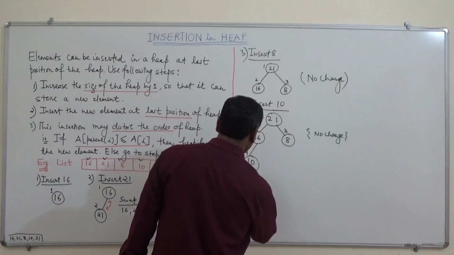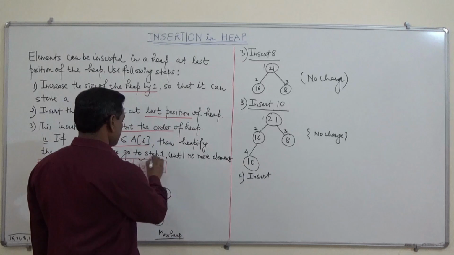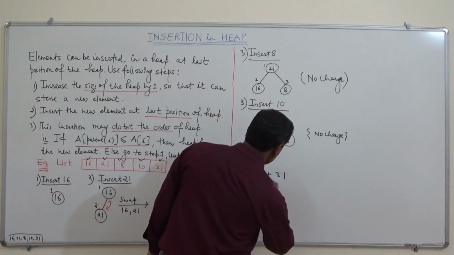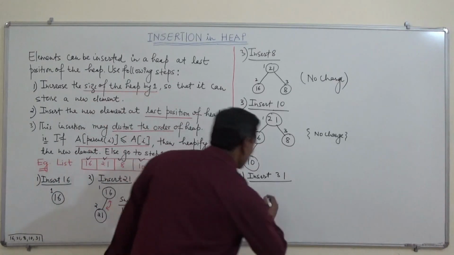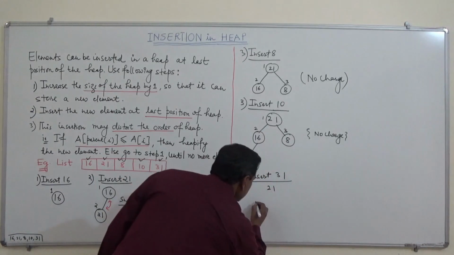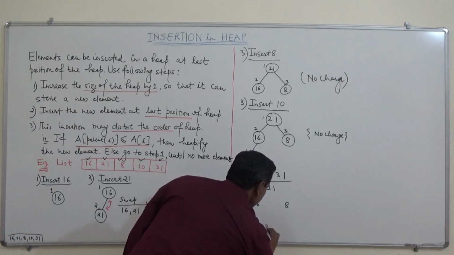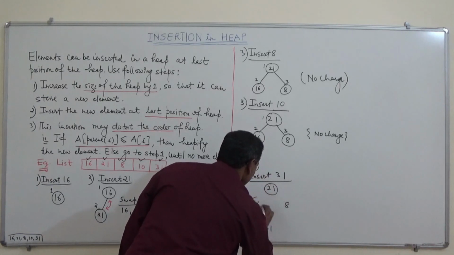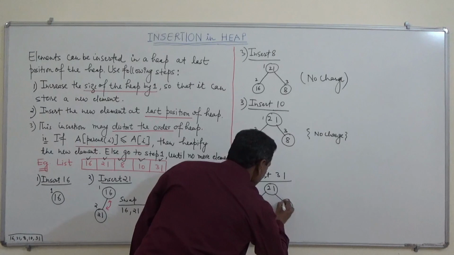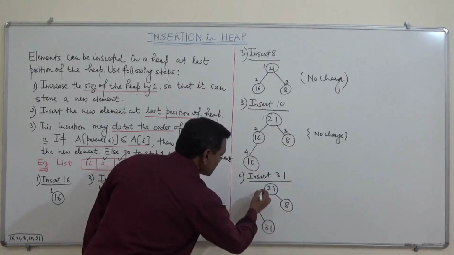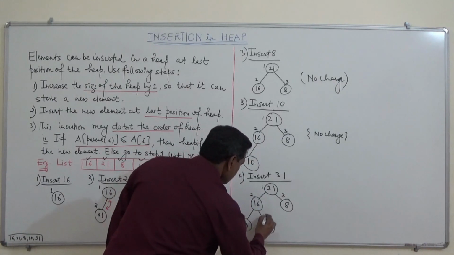It is still a max heap. Now we'll insert 31. 31 will be inserted at 5th position. 21, 16, 8, 10 and 31. This is first, second, third, fourth and fifth.